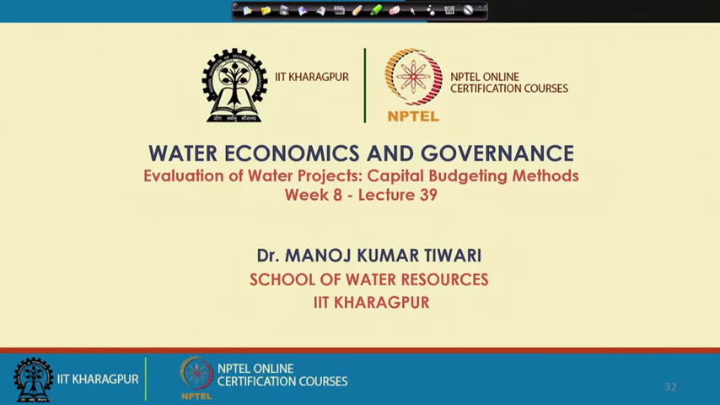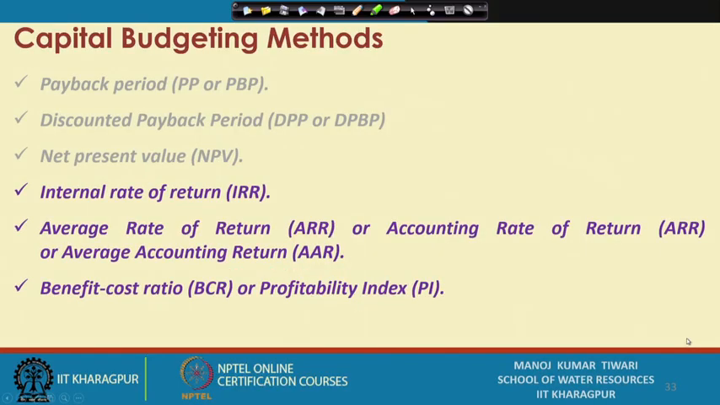Hi everyone. So, we will continue our discussions on the capital budgeting methods. We did discuss the payback period method, discounted payback period method and net present value method in the previous couple of sessions, and in this session we are going to talk about another method, which is the internal rate of return. So, we will begin with that.